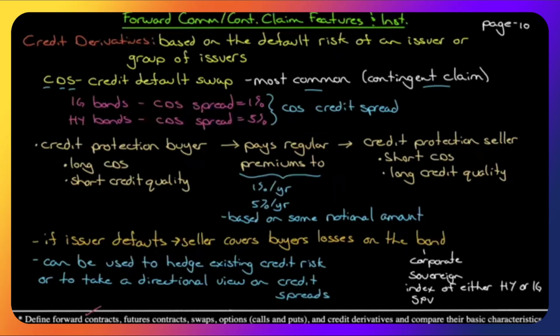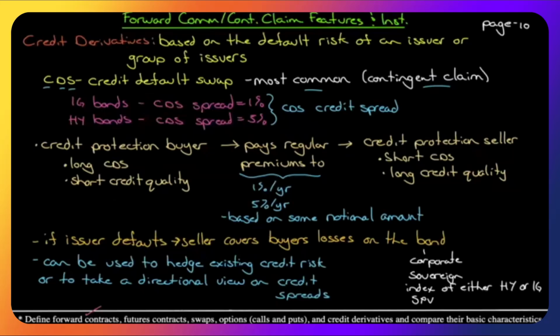Previous to 2008, 2009, CDSs were based on whatever the credit spread was of the issuer. So let's say that you were holding a corporate bond and it had a credit spread of 125 basis points, and you were worried that the credit quality would deteriorate. So you wanted to buy some insurance against that. You would enter into a CDS and you would note that the credit spread was 125 basis points.